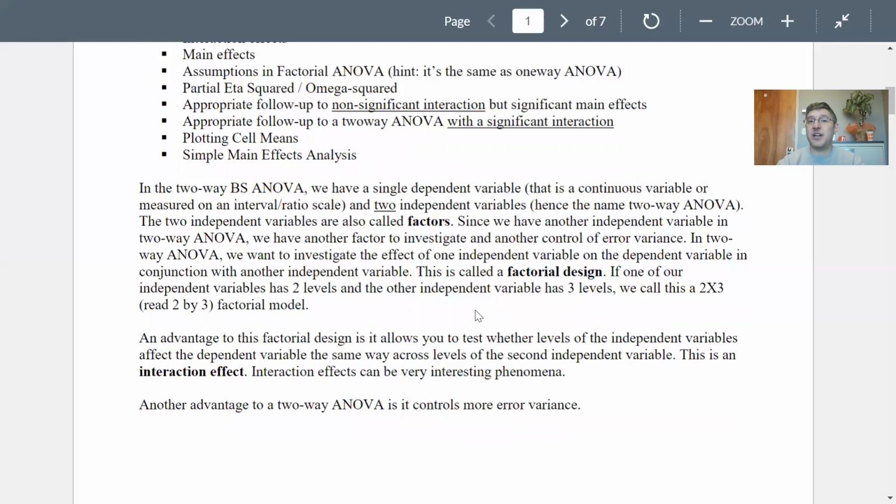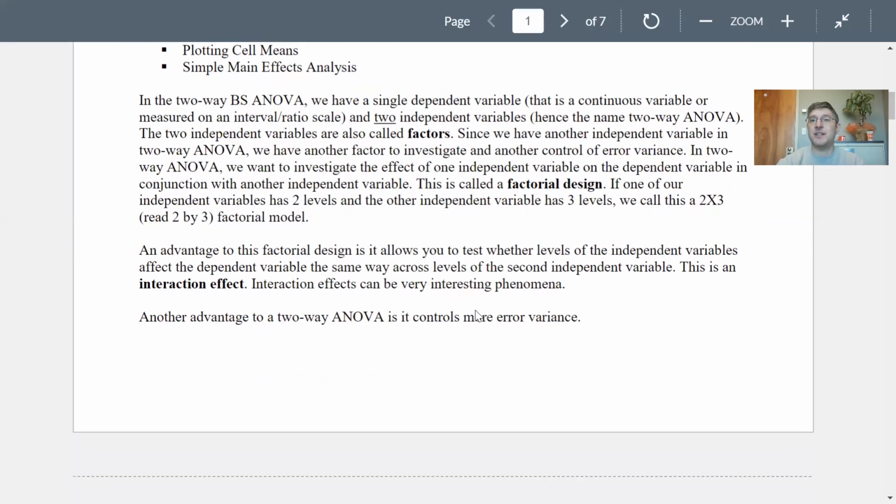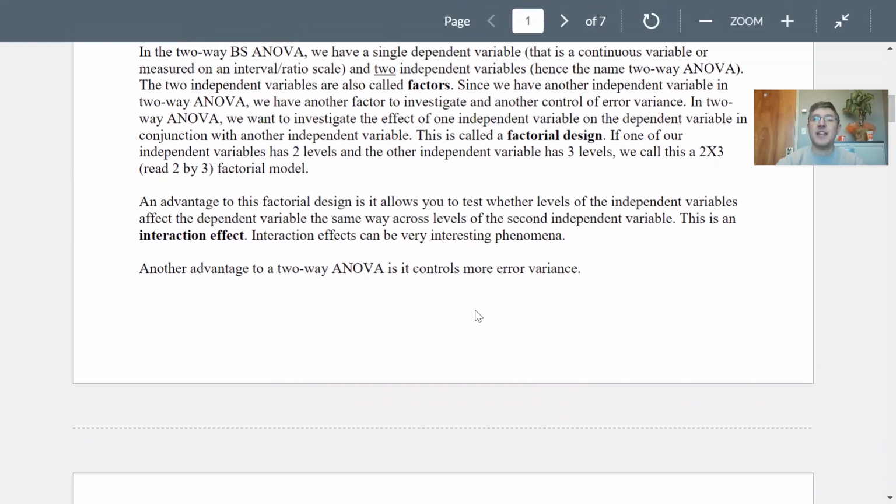One advantage of a factorial design is that it allows you to test whether levels of your independent variable affect the dependent variable the same way across levels of your other independent variable. And that's what we call an interaction effect: whether the impact of variable A on our outcome depends on the different levels of independent variable B. It might make a little more sense when we talk about some examples here.